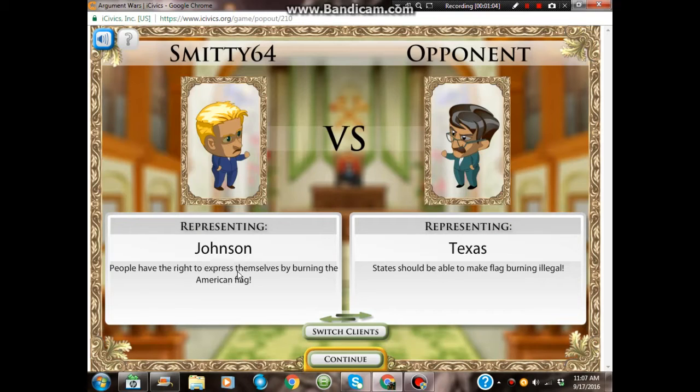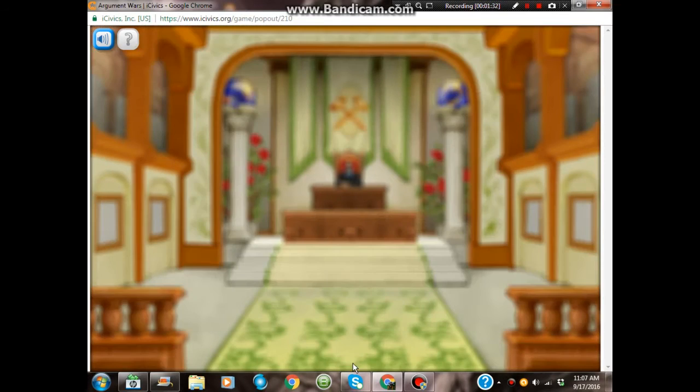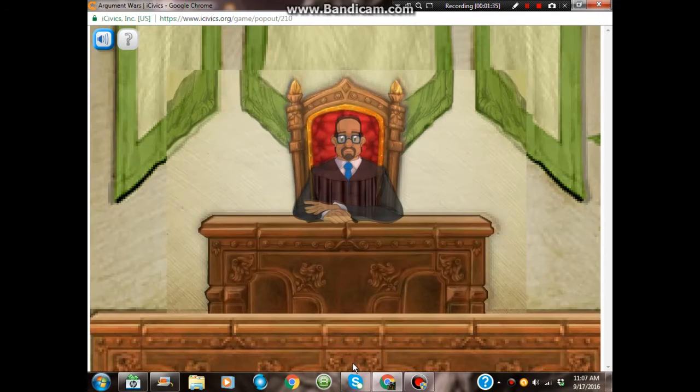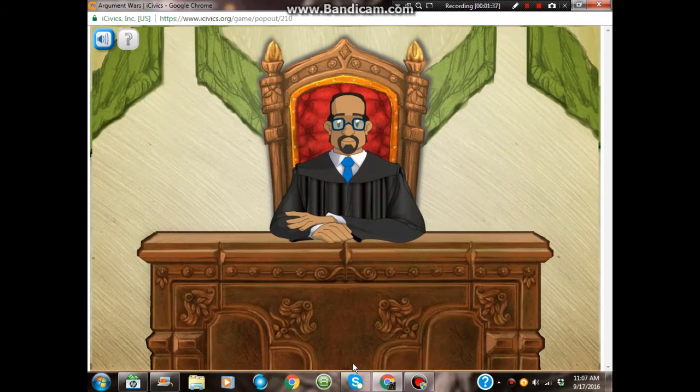Texas versus Johnson: people have the right to express themselves by burning the American flag, or states should be able to make flag burning illegal. This is a tough one. This is a very difficult one. I'm going to just go with the default. Sorry about the lag.